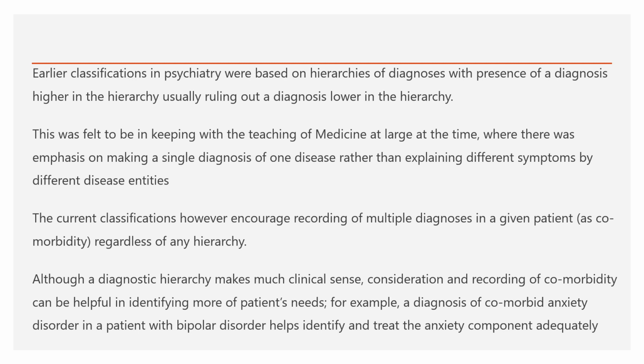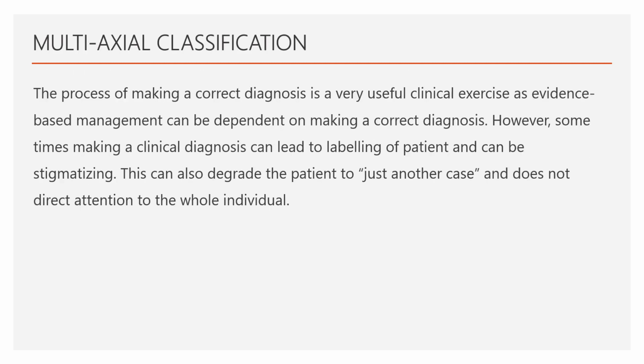So although a diagnostic hierarchy makes clinical sense, consideration and recording of comorbidity is helpful in identifying patients' needs. For example, comorbid anxiety disorder with bipolar disorder helps identify and treat anxiety components also. So if a patient has multiple problems and multiple diagnoses, we are supposed to make a diagnosis and treat them. It is not that we have to make only one and leave the rest or ignore the rest. So make multiple diagnoses. That is what we want now.